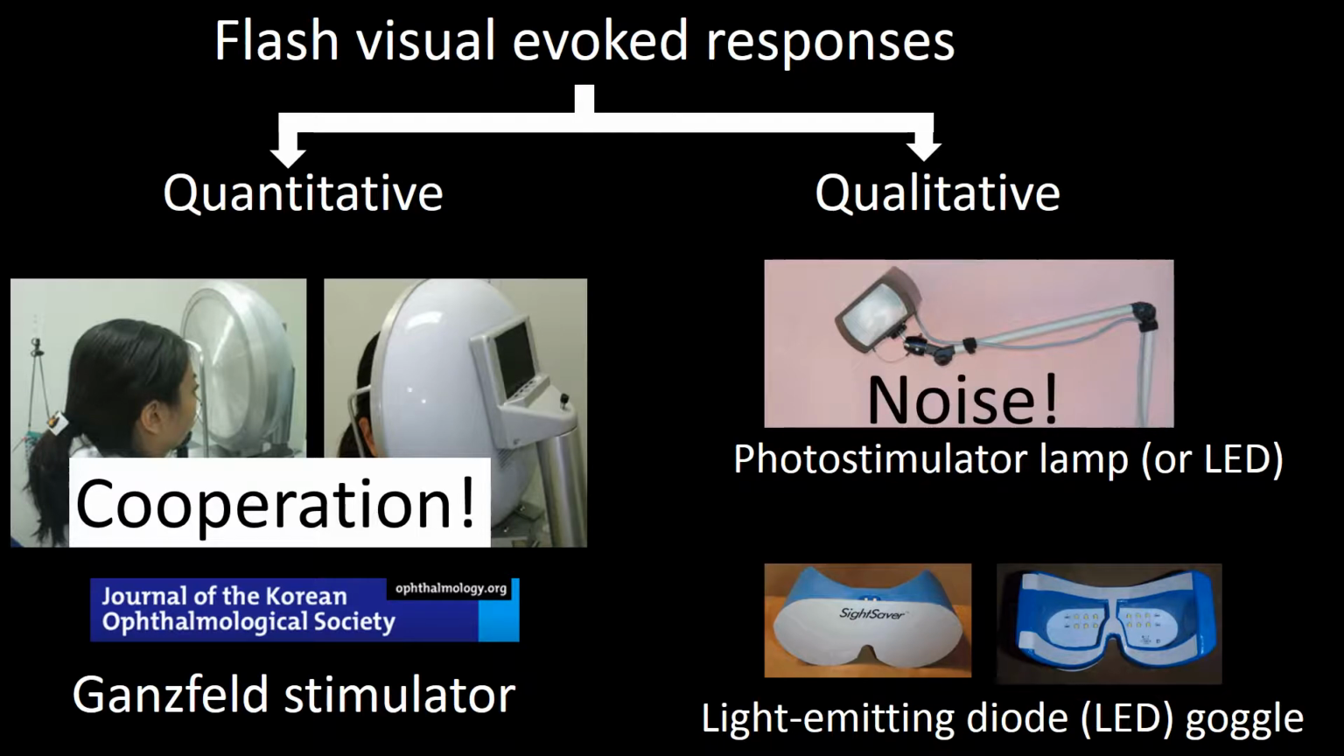Lamp stimulators make noise and may require the use of earphones with masking noise. Eyelids may be open or closed during the examination. Preferably, the direction of the eyes should be towards the lamp. Goggles are becoming the most frequently used equipment to perform flash VEP. Eyes are usually closed. So the answer to this question is A.